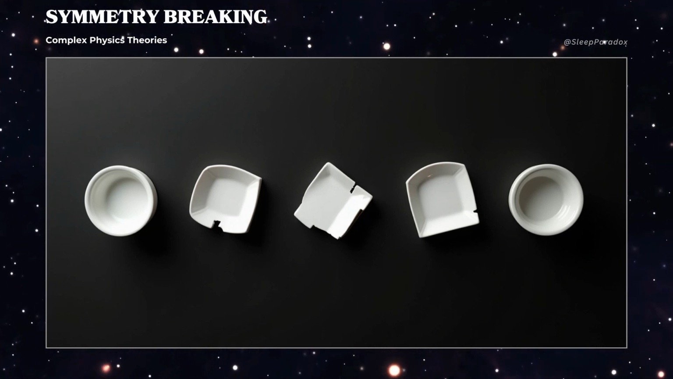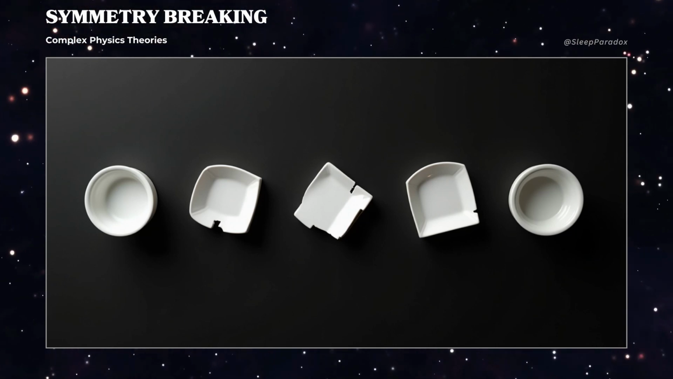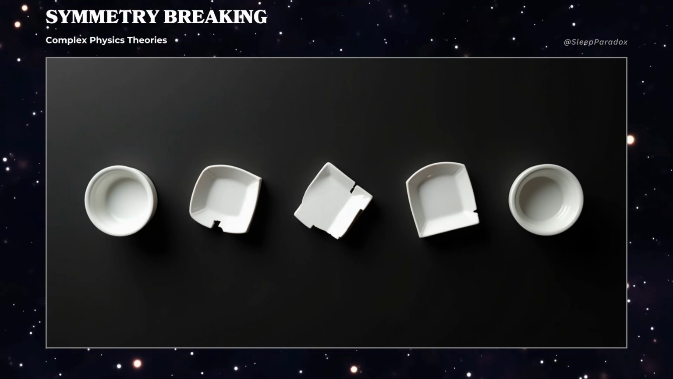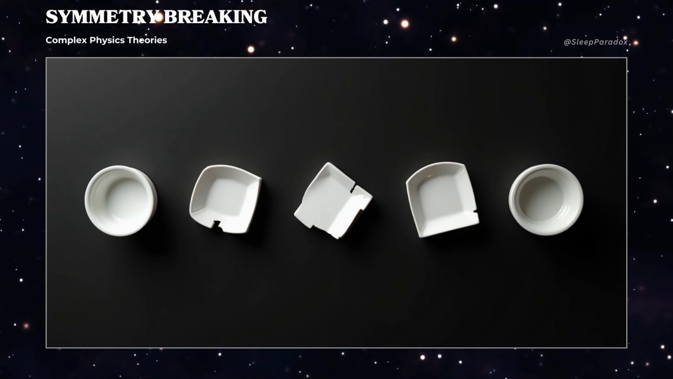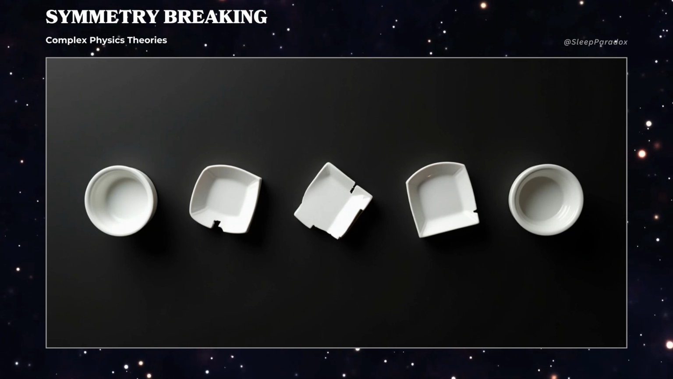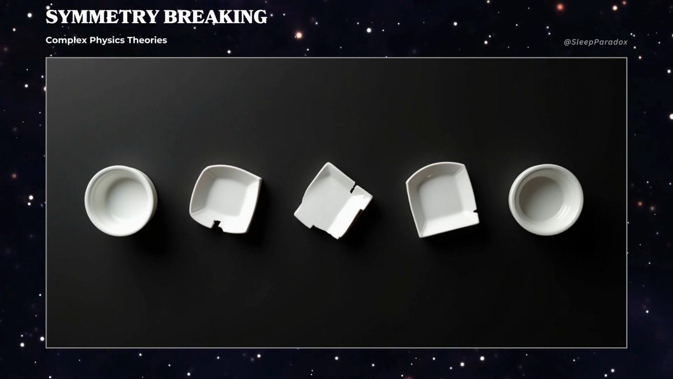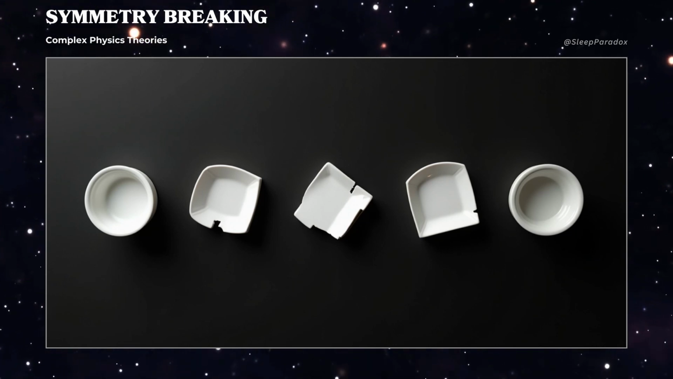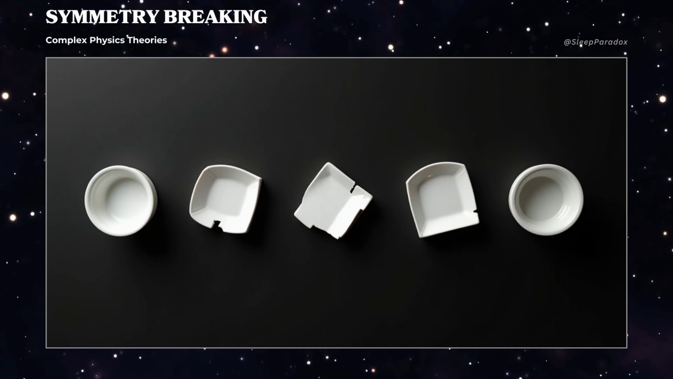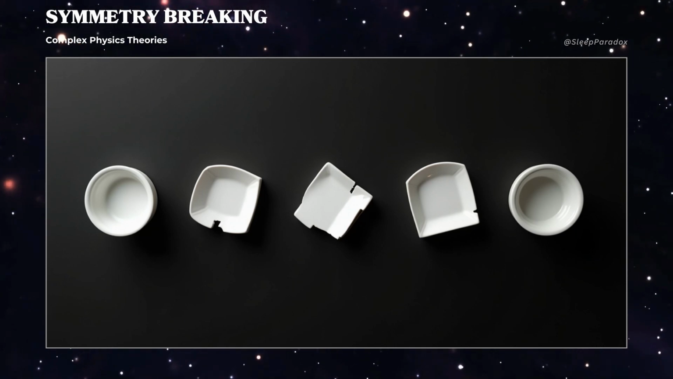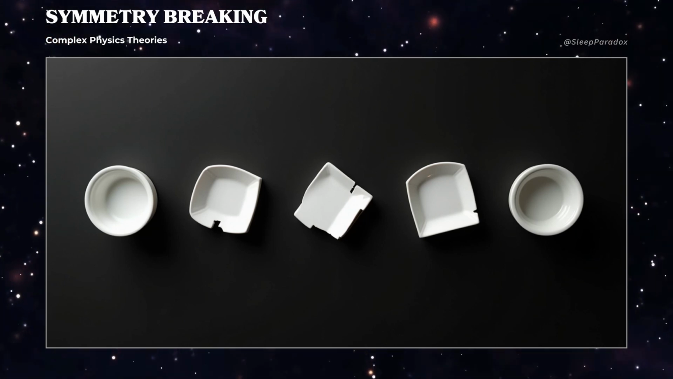One of the most important examples of symmetry breaking in physics involves the Higgs field. Before symmetry breaking, particles had no mass. They all behaved as if massless. But as the universe cooled, the Higgs field settled into a lower energy state, and particles began to interact with it. This interaction gave them mass. The symmetry of the high energy state was broken, and in its place, we got the diverse set of particles we observe today. This is called electroweak symmetry breaking, and it's a cornerstone of the Standard Model.